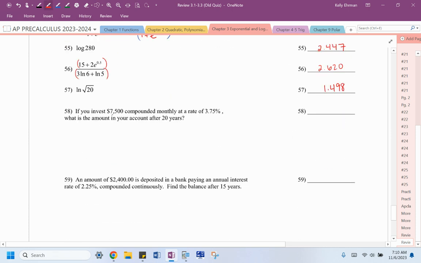Right? You invest $7,500 compounded monthly, n equals 12. At this interest rate, r equals 0.0375. What is the amount in your account after 20 years? That's t. So you need to know your interest formulas. This one is 7,500 times 1 plus 0.0375 over n, which is monthly, to the nt. Most common mistake is putting to the RT or messing up your decimal for R.